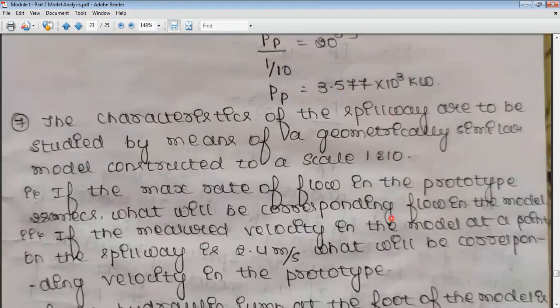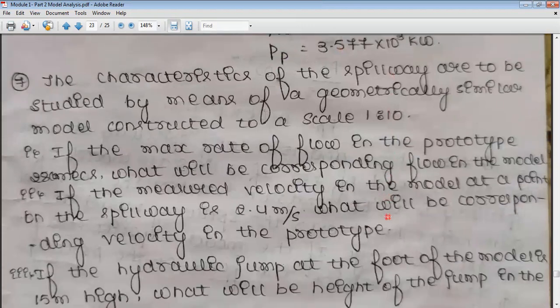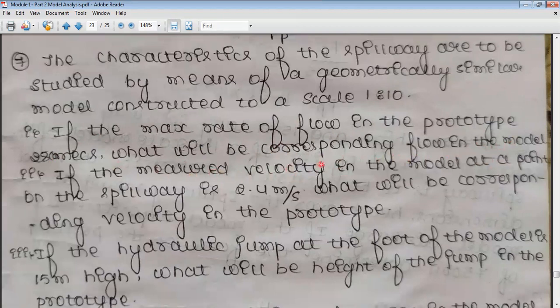Last problem I'll give you as homework, or you just solve by yourself. The characteristics of the spillway are to be studied by means of a geometrically similar model constructed to a scale of 1:10. If the maximum rate of flow in the prototype is 28 cubic meter per second, what will be the corresponding flow in the model? If the measured velocity in the model at a point on the spillway is 2.4 meter per second, what will be the corresponding velocity in the prototype?